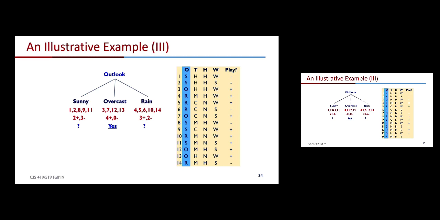The middle one is easiest because if it's overcast, it's only positive examples. We don't need to work. And we have to go with the process.